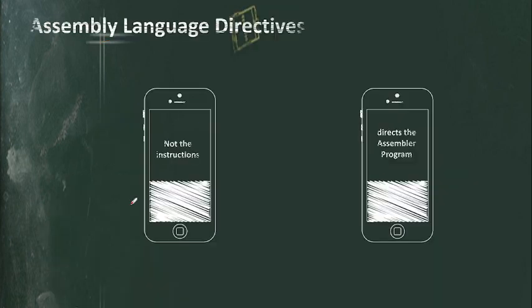Now let us understand directives. We studied labels and instructions, and in a program we also need directives. So what are these directives? In assembly language, directives are not instructions. First highlight this point: those are not instructions. They are not going to be executed, but they direct the processor and also direct the assembler program. They are just directing the assembler, but they are not going to be executed.